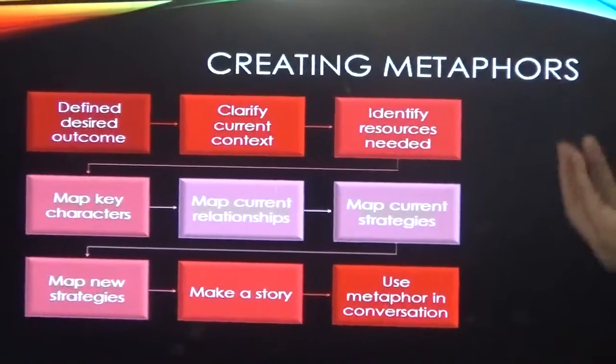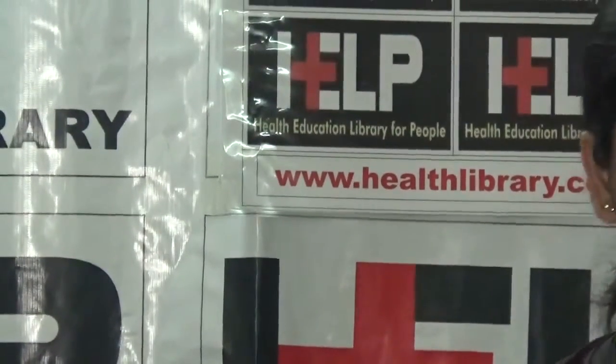Right? So who are the key characters? What is the relationship with those characters? Is it positive, negative? Which of them is troubled? What nature of trouble? Map the current strategies which are being used. So how is the person dealing with that situation and those characters at this point in time? And what are the possible new strategies? So if there is an unhealthy interaction at this point, what could be a healthy interaction? And then after you have all these elements in place, just put those together as a story and then use it as a part of a conversation.